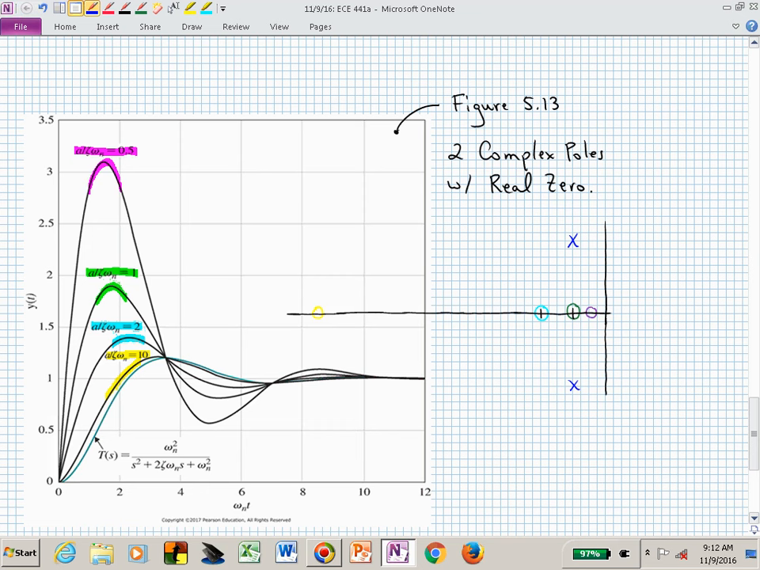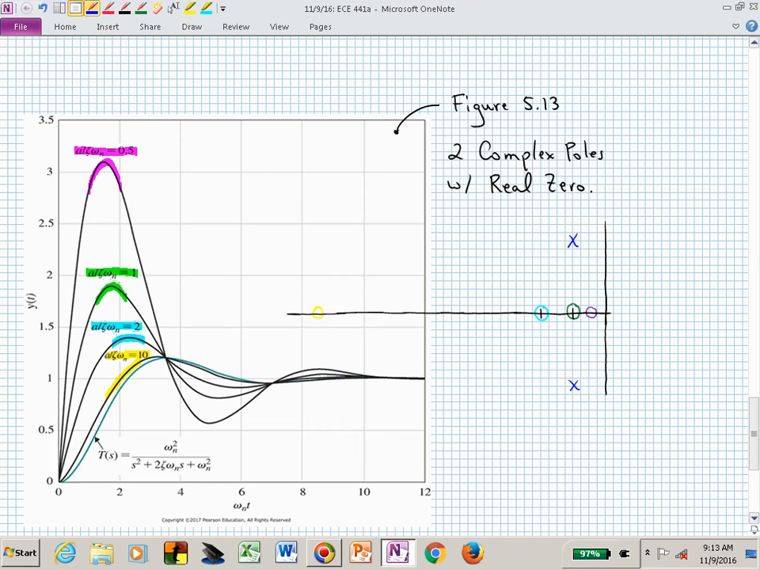And what happens if you put that zero even closer than the real parts of the complex poles, which is this purple color? Now you have an overshoot of over 200%, right? You now have 3.2 minus 1, 2.2, so 220% overshoot because of that zero getting closer to the origin.